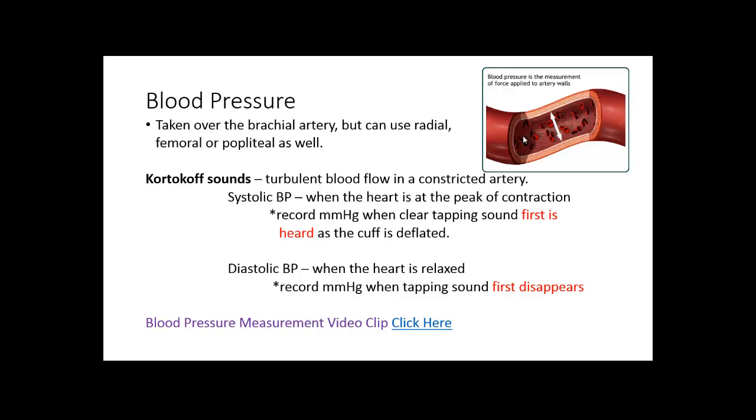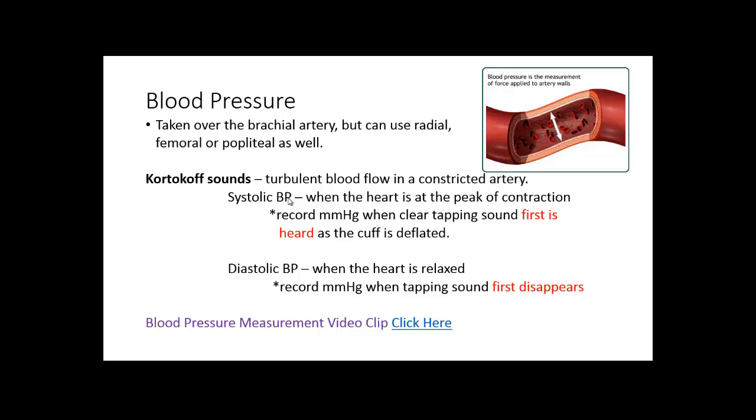So when the blood is flowing through a slightly collapsed artery, it produces these sounds called Korotkoff sounds, which is turbulent blood flow coming through an artery that's being constricted by a pumped up blood pressure cuff. So when we hear a tapping sound first appear in the stethoscope as we're listening over the brachial artery, we call that the systolic blood pressure, and that's when the heart is contracting at its peak.